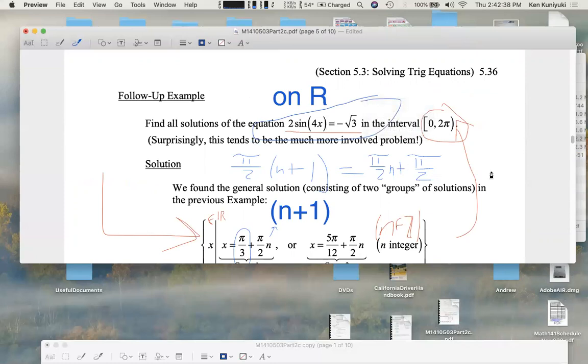In the next video, I'm going to discuss Desmos, and I'm going to discuss the relationship between theta and x.